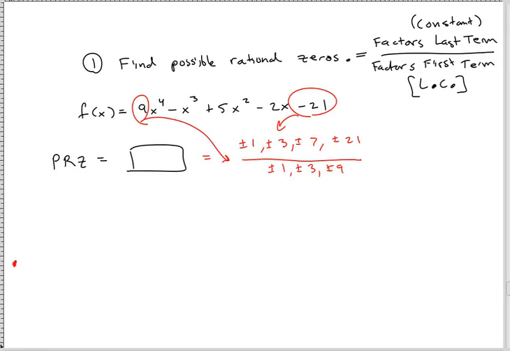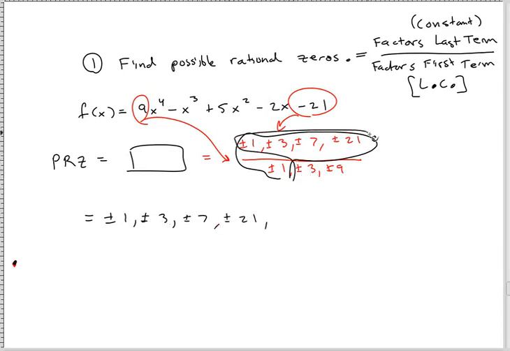We need to put that into the homework program, and there are a couple of versions that might work. First, I'm going to take everything and divide it by 1, so we get plus or minus 1, plus or minus 3, plus or minus 7, plus or minus 21. Then I divide everything by 3: plus or minus 1/3, 3 over 3 is just 1, which we already have, 7 over 3, and 21 over 3 is 7, which we already have.